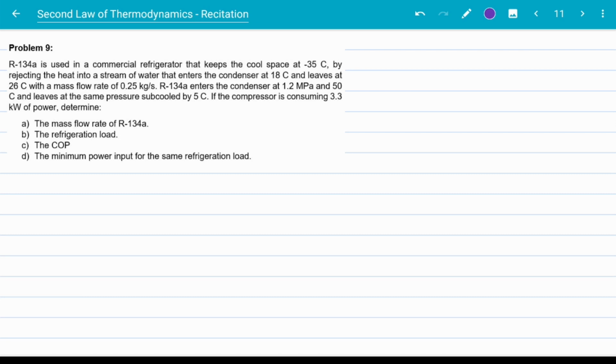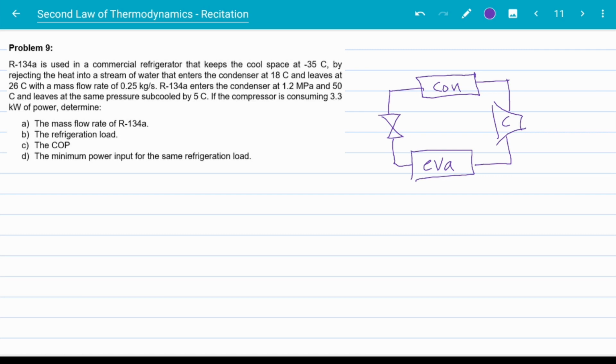So, let's draw a schematic of our cycle. This is the evaporator. This is the compressor. Then we have the condenser. Then the throttling valve. And that's it. We are back to the evaporator. This is the direction the refrigerant is moving in the cycle. So inside the condenser, we have a water stream. This water enters and leaves like this. It enters at 18 degrees Celsius and exits at 26 degrees Celsius.